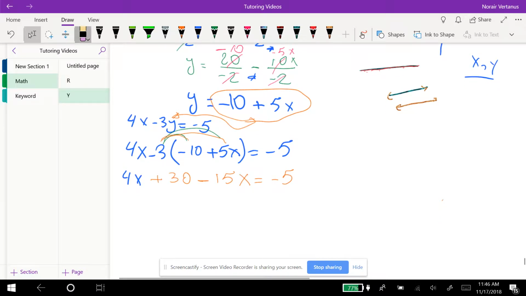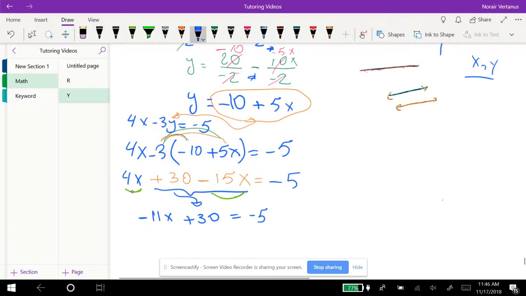Right? So let me change that because I'm going to put the distribution in that color. This orange color is the result of the distribution. So if you add the common terms, these are common terms, this one and this one. The result from these two is going to be 4x minus 15x, which is negative 11x. What's left? Plus 30 equal to -5.